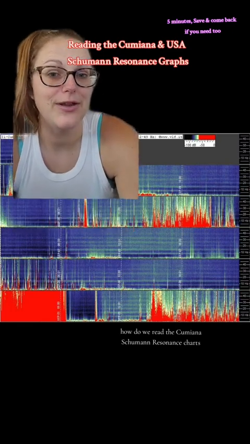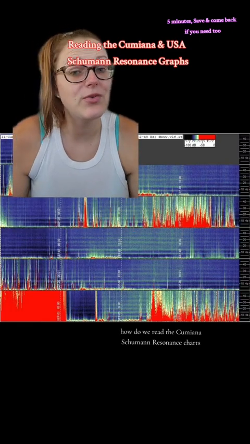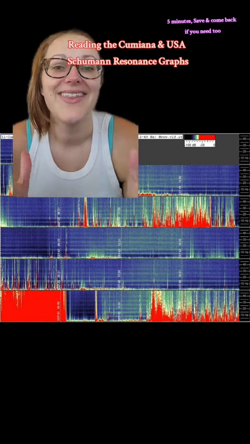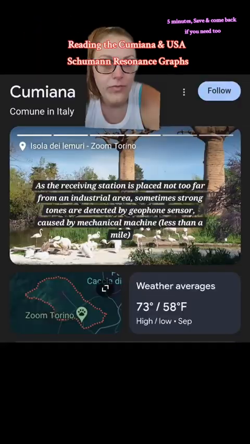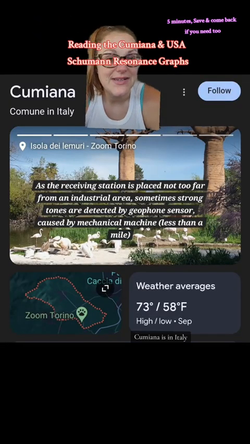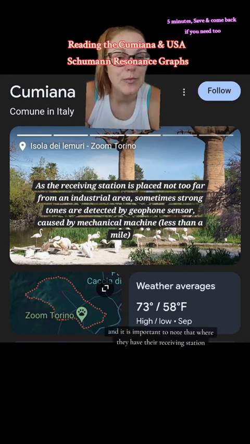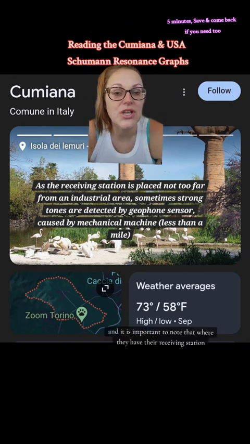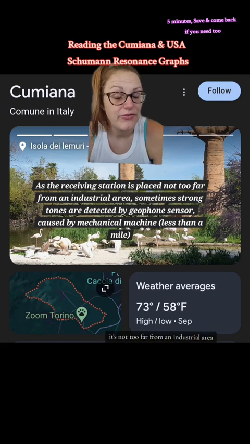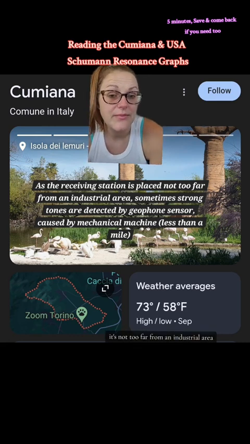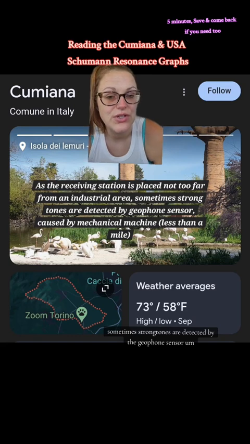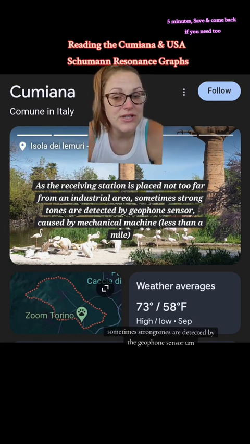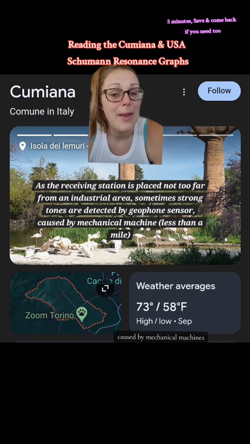How do we read the Cumiana Schumann Resonance charts? Let's get into it. Cumiana is in Italy, and it is important to note that their receiving station is not too far from an industrial area. Sometimes strong tones are detected by the geophone sensor, caused by mechanical machines.